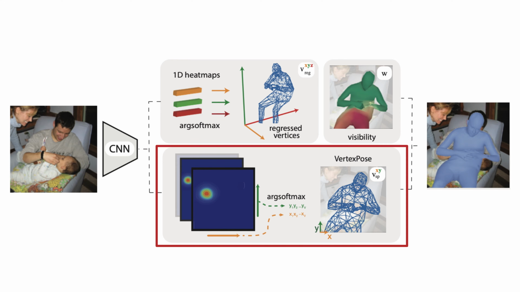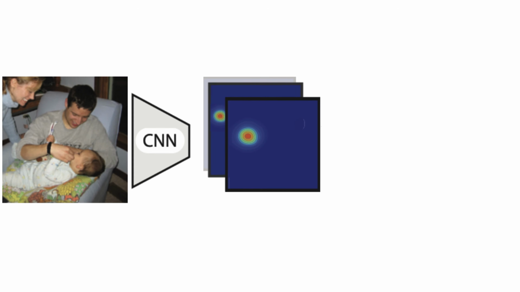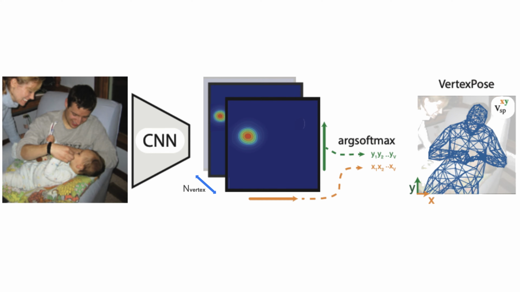Now let us focus on the VertexPose branch. The central structure of this branch is a tensor providing one heat map per mesh vertex. This tensor serves a dual purpose. Firstly, it provides the 2D coordinates of the visible mesh vertices by using the soft argmax operation. This is how this tensor operates during inference.